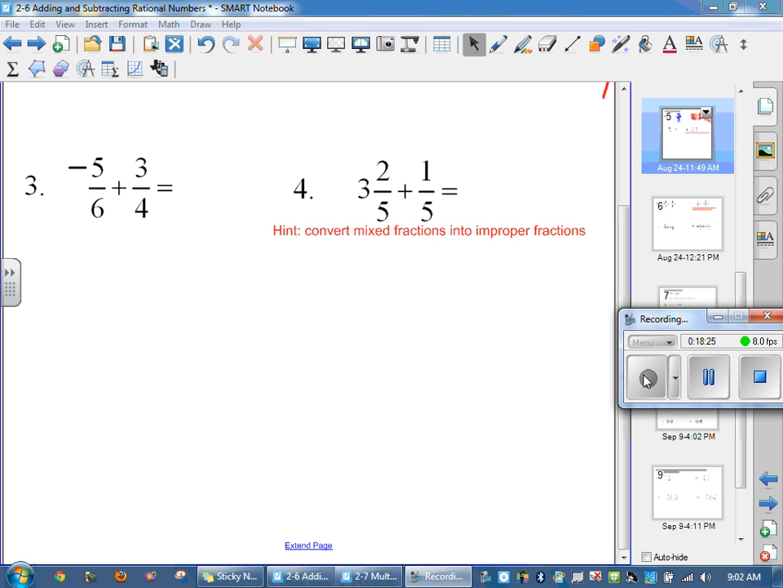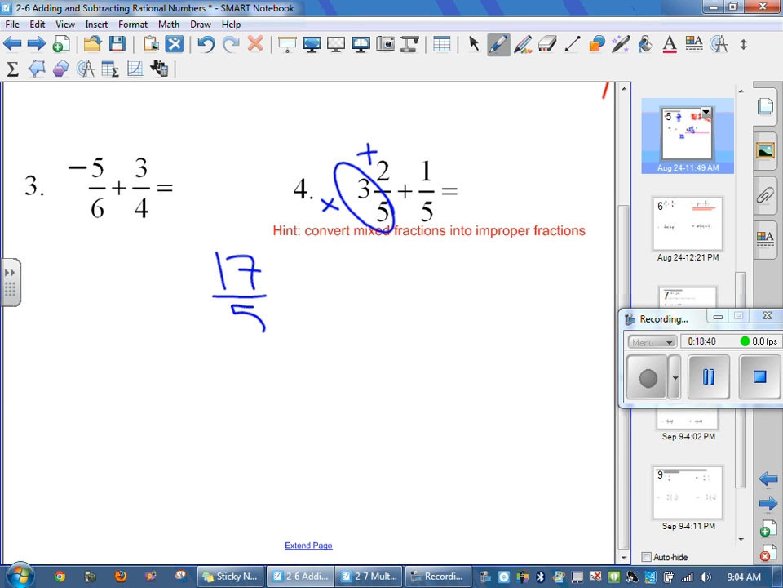So we need to take 3 times 5, and we're going to add the 2. So what's 3 times 5? 15. Plusing 2, 17 over 5. Plus my 1 over 5. How much does that give me? 18 over 5. Good. And you leave it as an improper fraction.